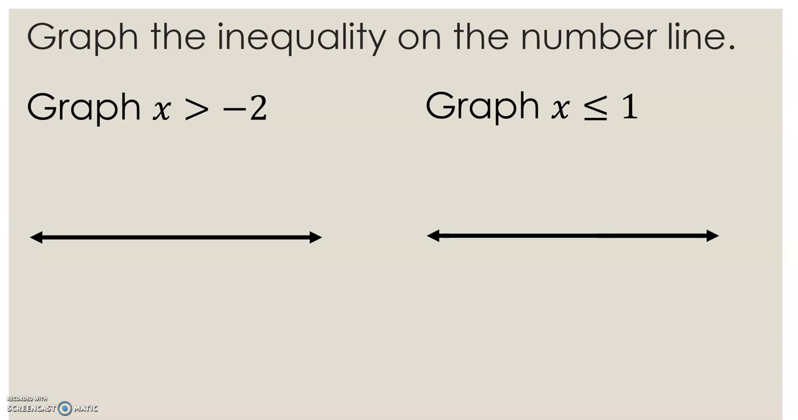Graph the inequality on the number line. The first one we're going to graph is x is greater than -2. On our number line, we'll start by placing a 0, and -2 is 2 spaces to the left. X is greater than -2, so it is not equal to. Around -2, we will put an open circle. The numbers greater than -2 are the ones to the right, so we will shade to the right and color in the arrow.